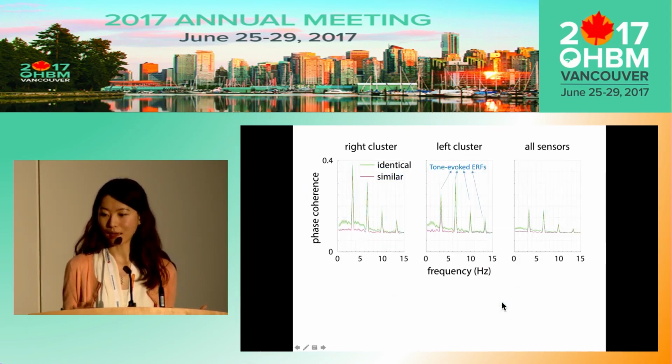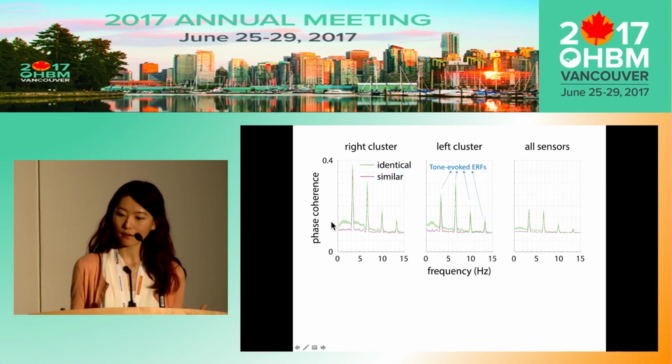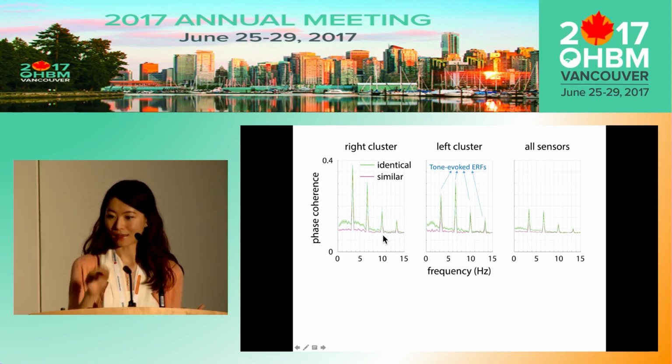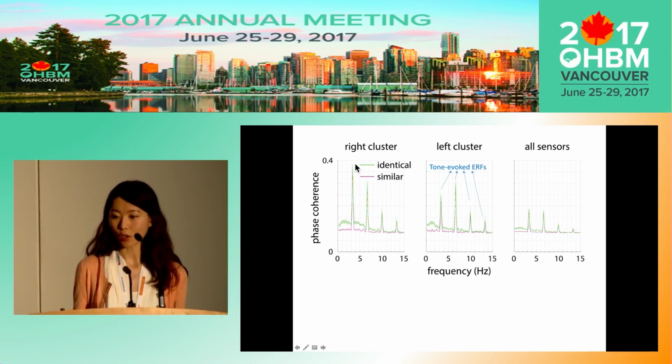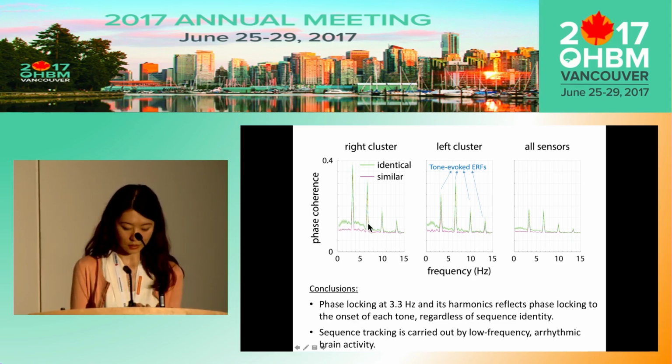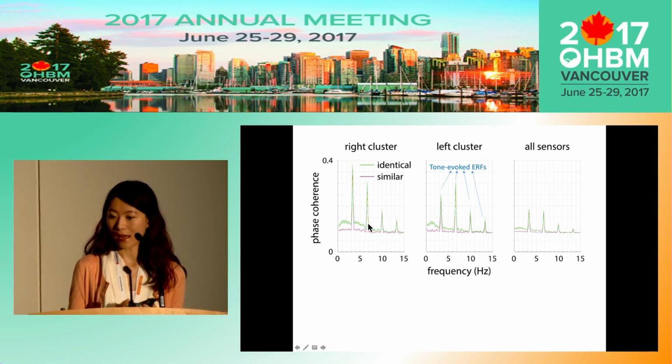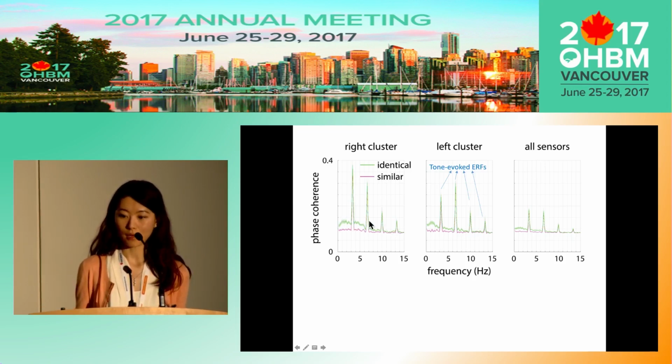To unpack this a little bit, I know I'm packing in a lot of information, we can look at the phase coherence for the identical set of trials and the similar set of trials. I think this is my last slide. What you can see is that for both of them, you have a very high level of phase coherence, and that is similar between identical and similar sets of trials at the frequency of tone presentation and its harmonics. Whereas for the low-frequency arrhythmic activity, you have additional phase coherence for identical repetitions of a sequence above and beyond similar sequences.